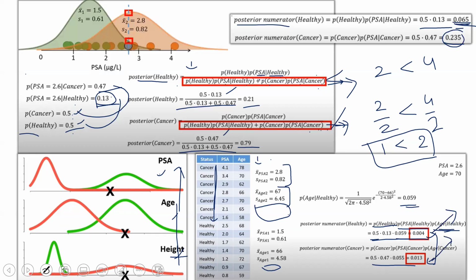Okay, and then by comparing the outputs or the posterior probabilities, whichever is higher, we assign the point to that particular class. So this is what naive Bayes actually means. This is how we do the classification using naive Bayes.